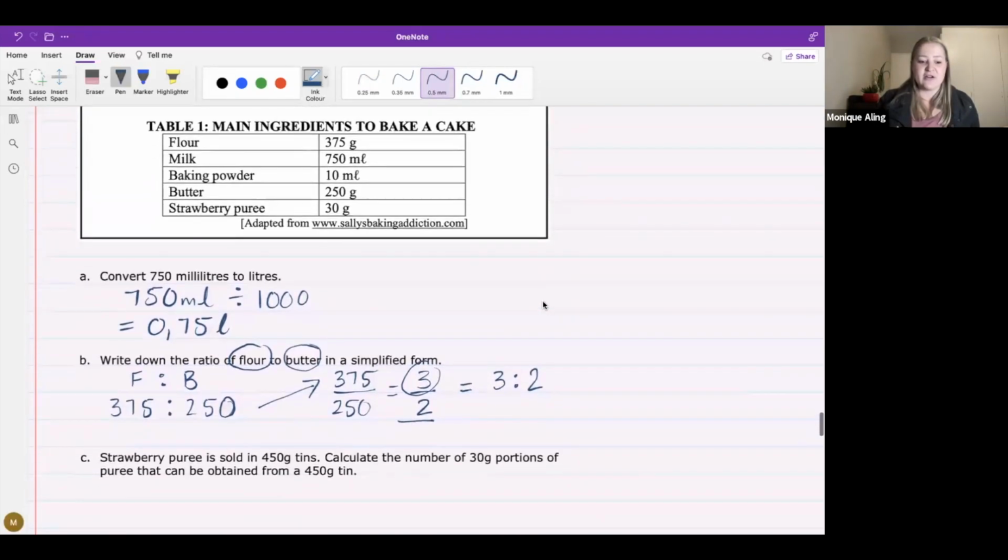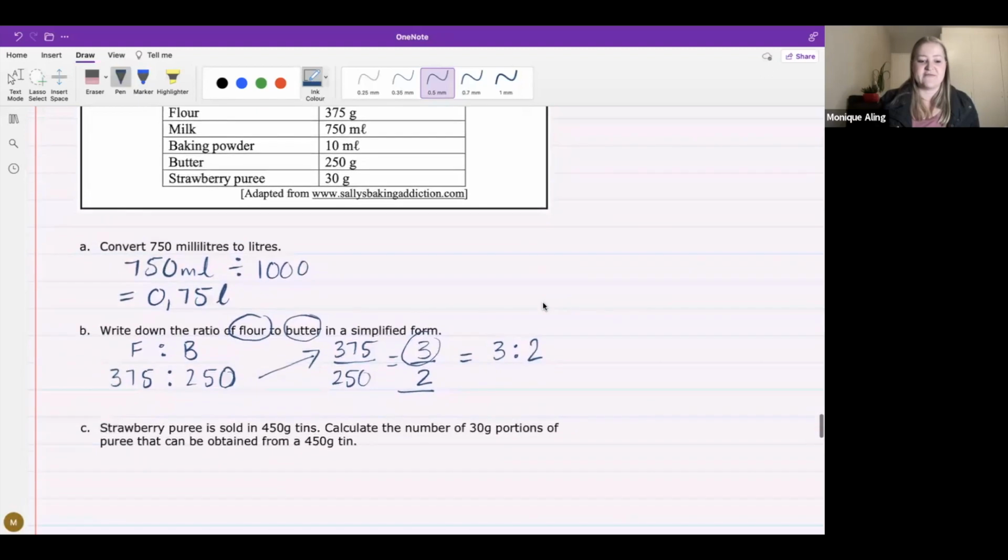If not, have a look at the last question for this evening, question 6C. Strawberry puree is sold in 450-gram tins. Calculate the number of 30-gram portions of puree that can be obtained from a 450-gram tin. I'm going to give you guys a minute to quickly work that one out. How many 30-gram portions can I get out of that big tin of puree?